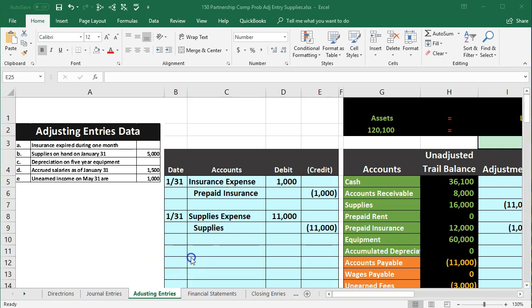In this presentation, we will continue on our comprehensive partnership problem, recording the adjusting entry related to depreciation.